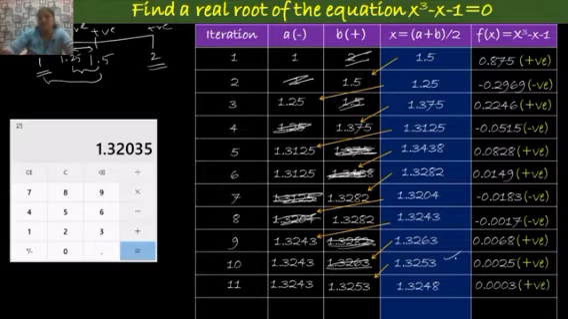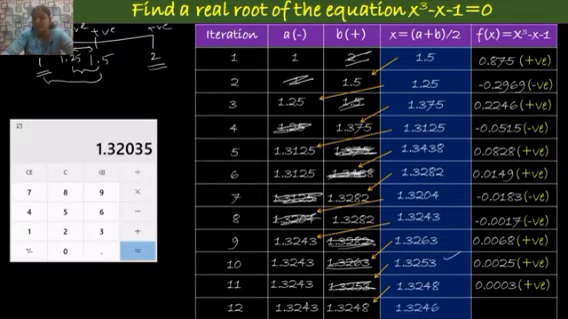So if it is positive, again you have to replace the value of b in the next iteration, that is the 12th iteration. You take the value of a as it is and replace the value of b by 1.3248. Adding these two values and dividing by 2, you get 1.3246. At this point the value of the function is negative.